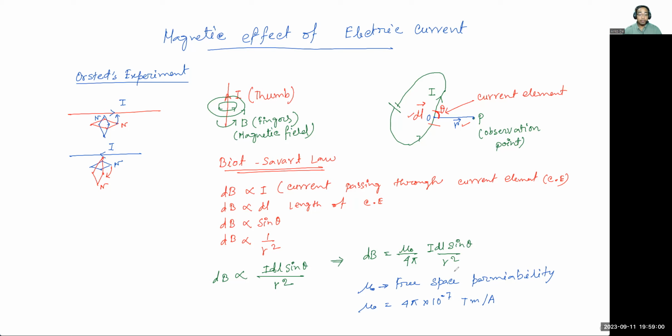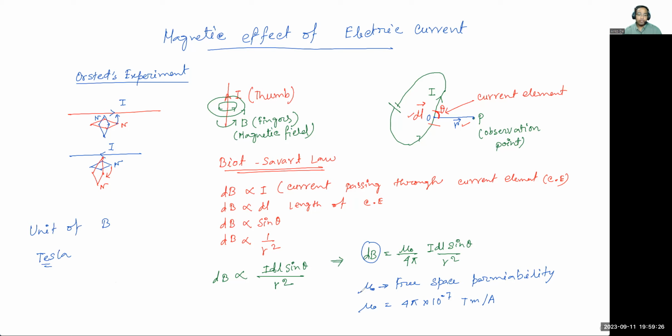Now dB is the magnetic field due to the current passing through the current element dl at the observation point P. Now what is the unit of magnetic field? Definitely you have already guessed. The unit of magnetic field is Tesla, named after Nikola Tesla. Okay, so this is Tesla.